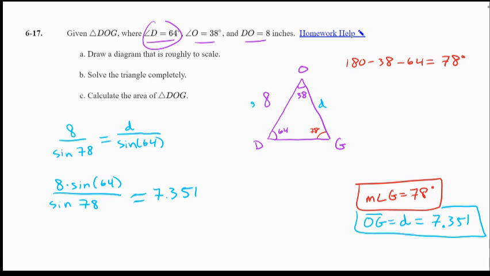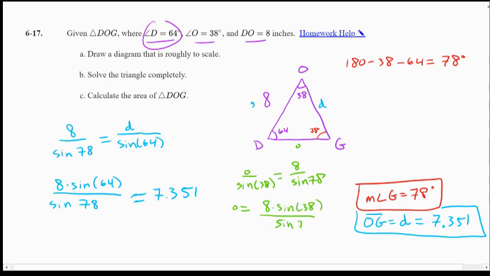And last one here, I'm going to find little o, and I'm going to use the law of sines again. So o over sine of big O is equal to 8 over sine of 78. Going to solve for my side length here. So I got 8 times sine of 38 over sine of 78. And if I plug that into a calculator, I get side length DG, or also little o, and that's about 5.035.